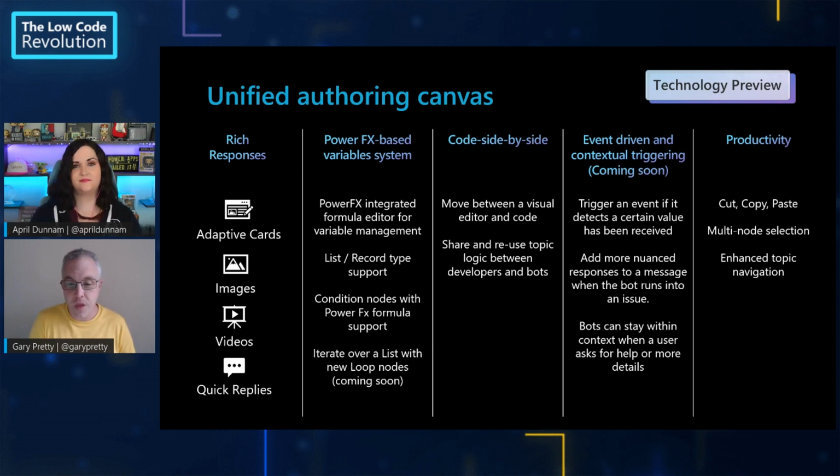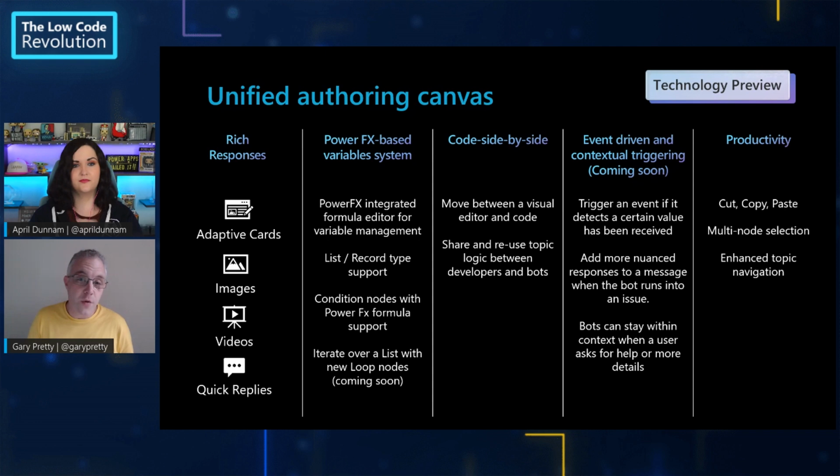We're also expanding the record types as well, and enabling some things that you'll be familiar with if you've used Bot Framework Composer. So things like list variables and the ability to loop over a list as well, which obviously the pro developers out there will be very familiar with that need.